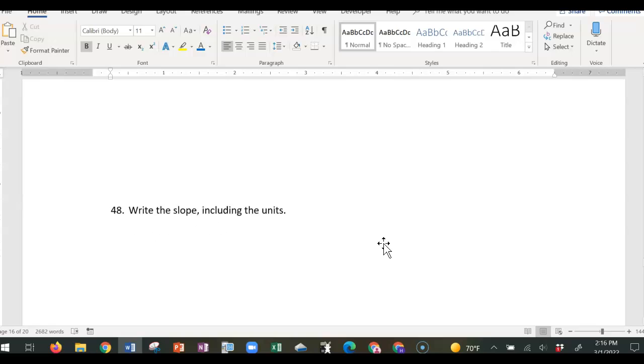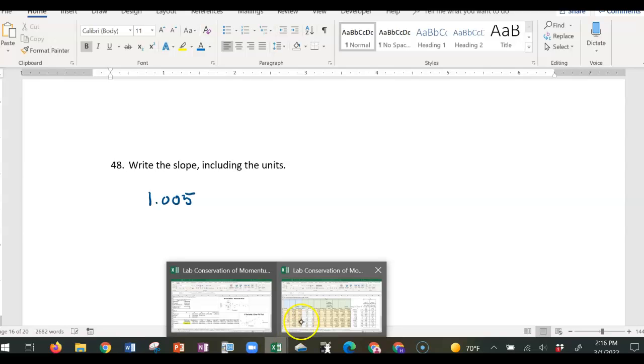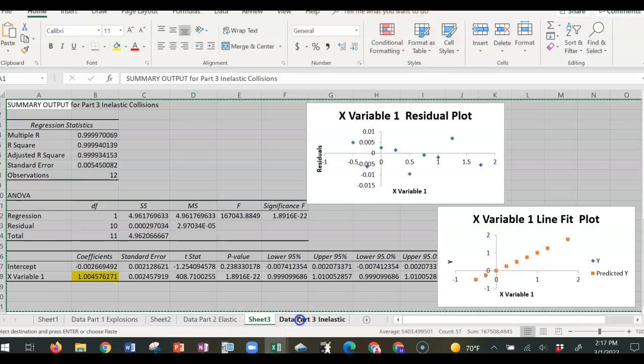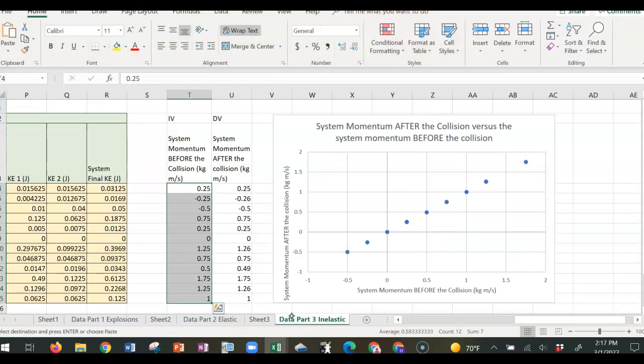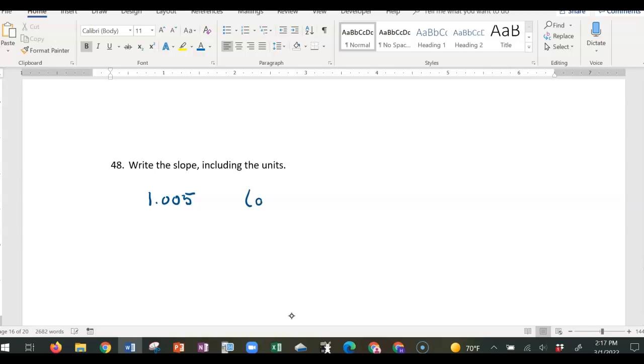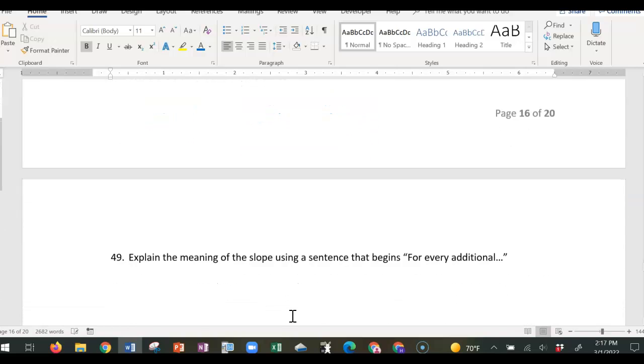And so now we can write the slope is, well, I remember the number is 1.005. Let me go look at the graph to make sure that I know the units. Oh, I had the same units on the y-axis and the x-axis, and so this slope is dimensionless, right? The kilogram meters per second canceled when I calculated the slope. Okay, so my slope is dimensionless.